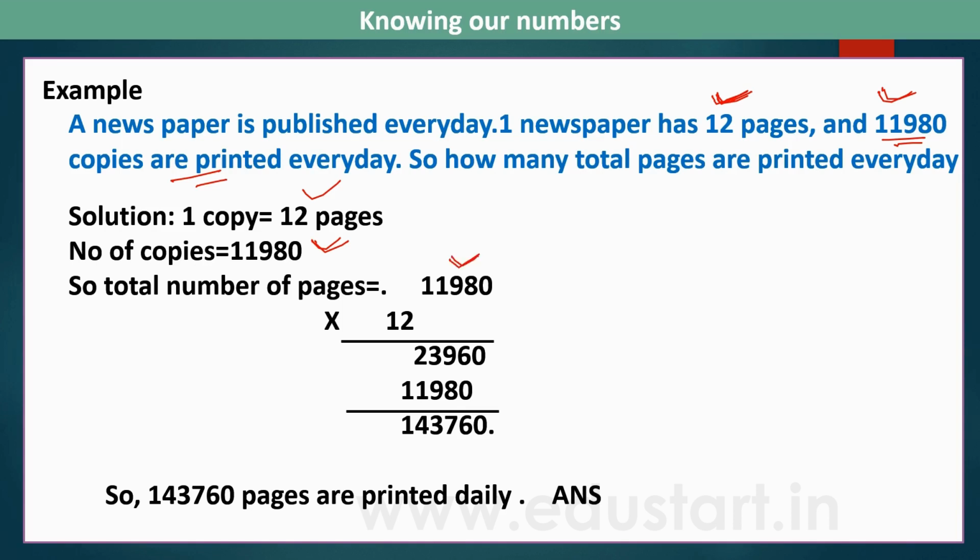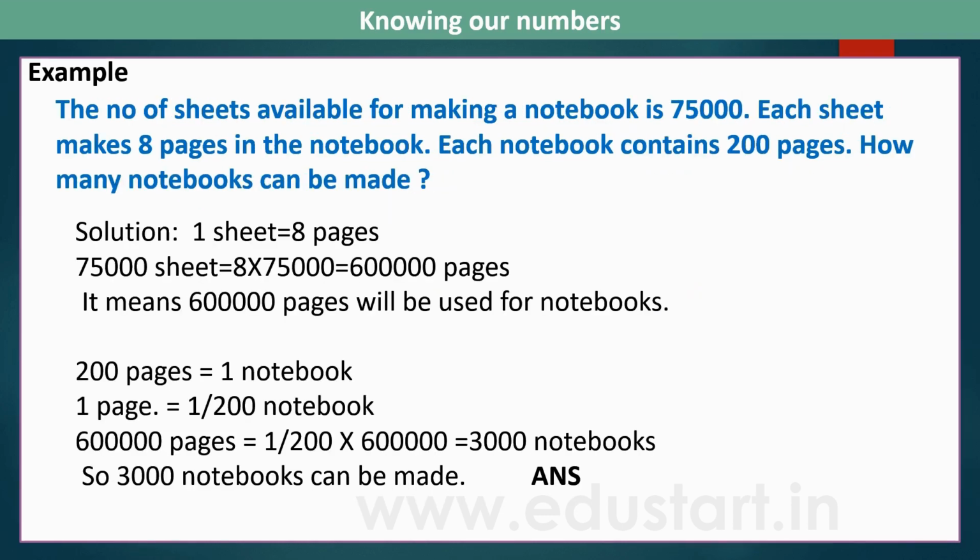So now multiply these two, you can find it out. It is 1,43,760. Okay, so it means that 1,43,760 pages are printed daily. So this is the answer. I think this is clear. So let's go through the next example.